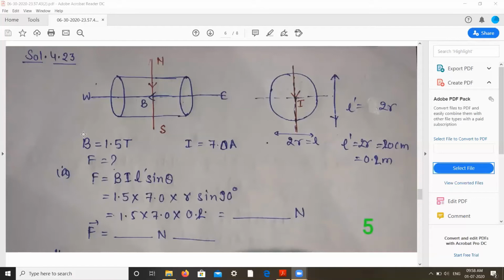Current through the wire is nothing but 7.0 ampere, and the length of the wire is nothing but 2 times the radius. So I have found it out. 2 times the radius, it comes to be 20 centimeter, and in terms of SI unit the length is 0.2 meter. Now we have the formula for the force which is nothing but BIL sin theta, where theta is the angle between the direction of the current and the magnetic field.